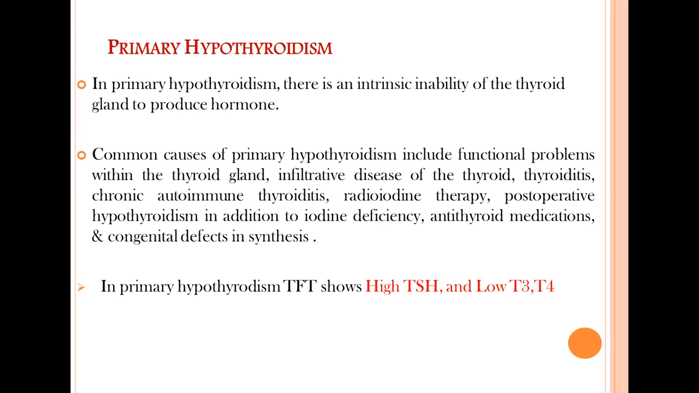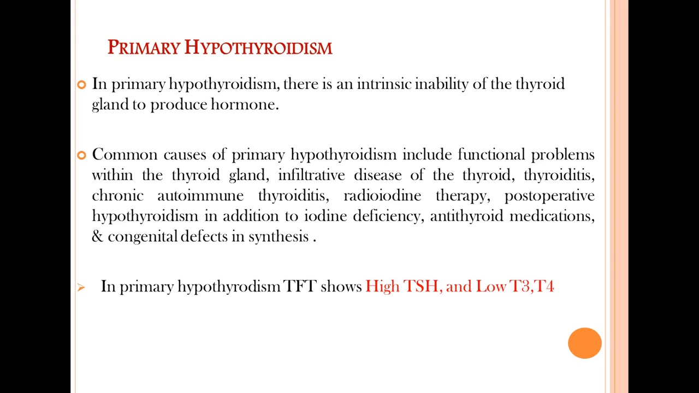Sometimes the primary hypothyroidism may be due to autoimmune thyroiditis, for example, any autoantibody that binds to any of the elements, maybe against the thyroglobulin or antibody against the TSH receptor, that will affect the production of the thyroid hormone.